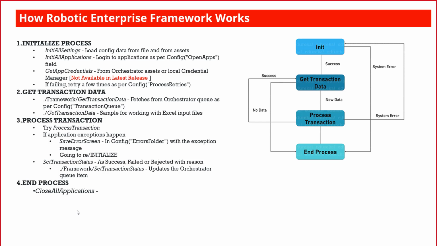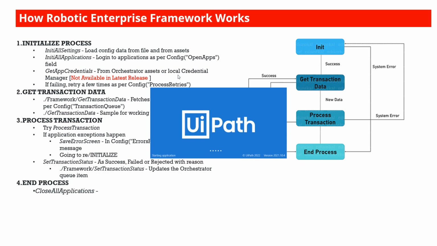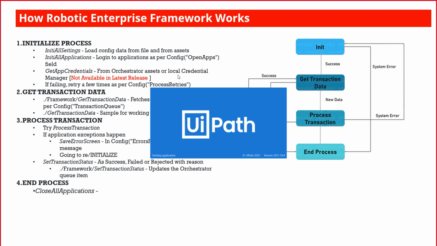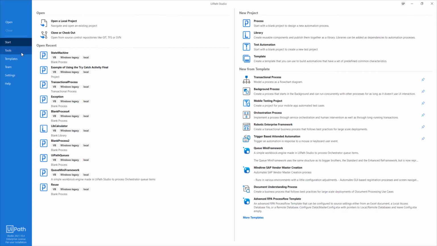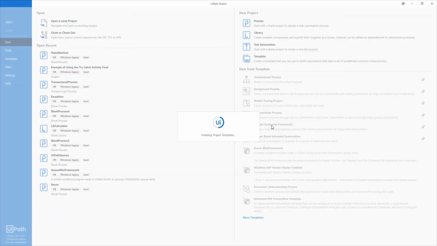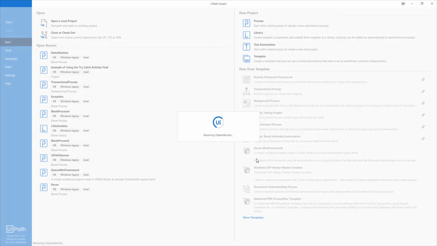Okay, so let's quickly stop the presentation and go to UiPath Studio and see how we should be able to create a project using RE framework. Okay, so let me launch UiPath Studio again. And then I need to go to templates, or templates are also here. So you should be able to select this RE framework from here. And let's create it.